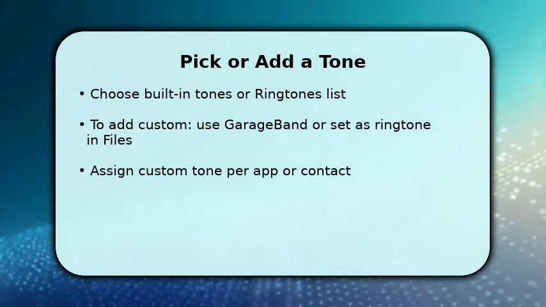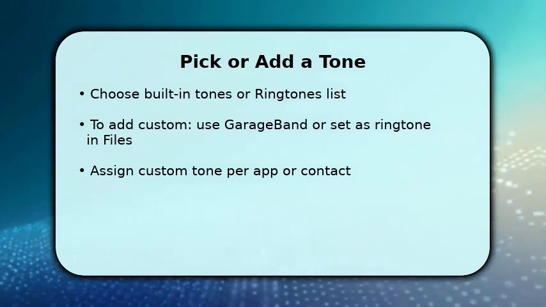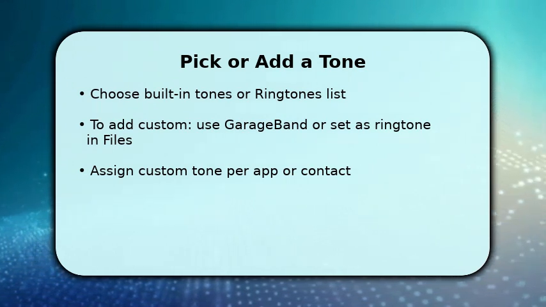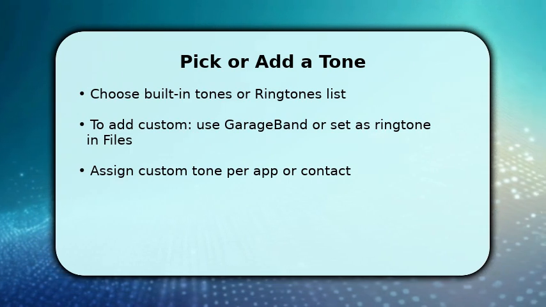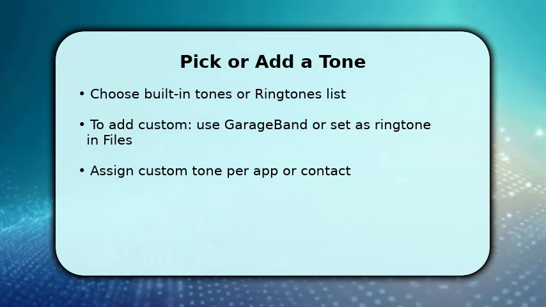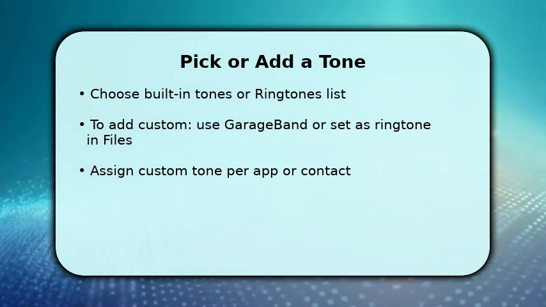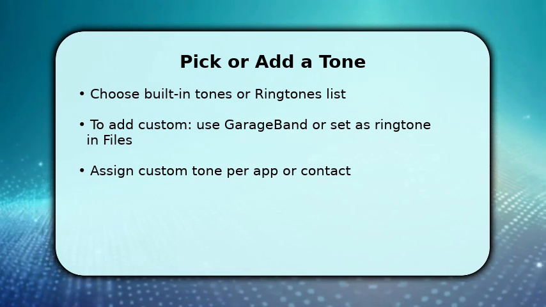If you want custom audio, use GarageBand to import an MP3, trim to 30 seconds, export as a ringtone, then assign it under Sounds and Haptics. Alternatively, add audio to files and convert via GarageBand or iTunes on a computer. Once the tone appears in the ringtones list, tap it to preview.